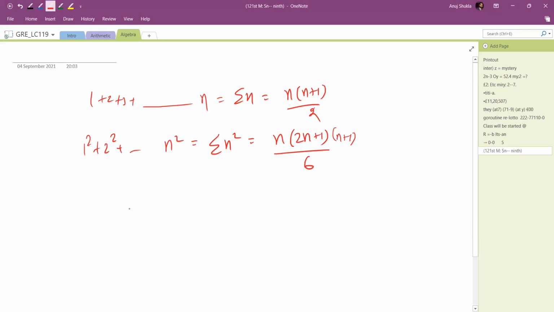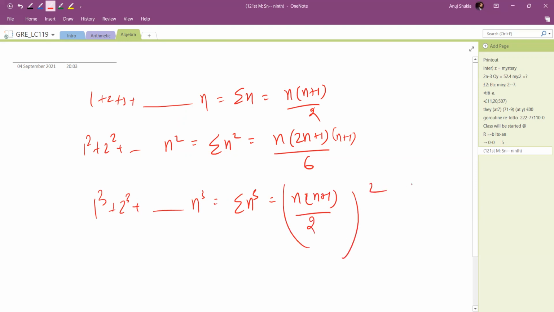And then 1 cube, 2 cube, and like this till n cube. The answer is sigma n cube, and this is n into n plus 1 by 2 whole square. Okay. These three things you remember. If you don't remember these things, this thing you should remember.